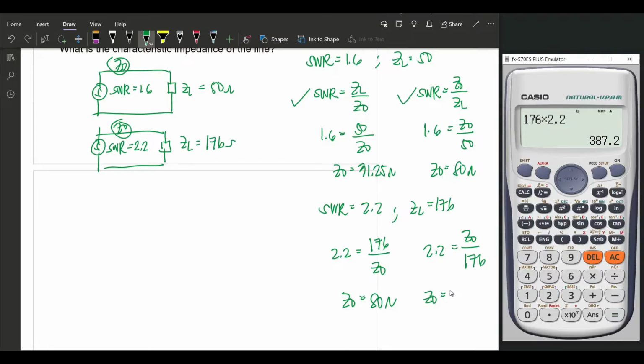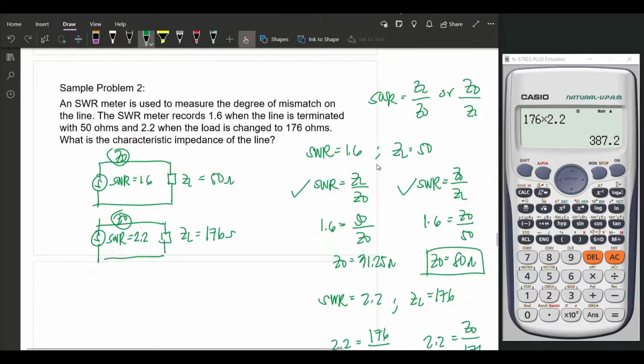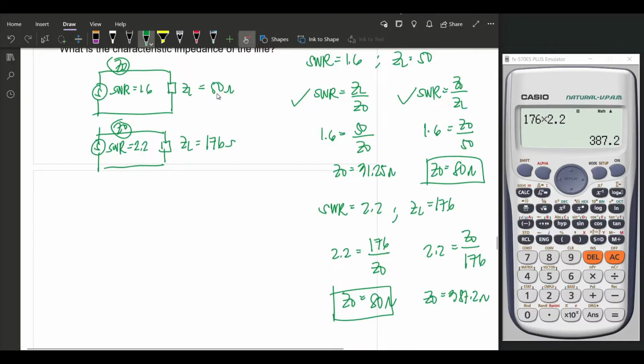We have 387.2. As you can see, since isa lang naman yung cable, kung saan sila nagkaparehas, yun yung ZO ng transmission line, which is obviously the 80 ohms. Okay? So that's how you determine the ZO of a transmission line, given yung dalawang scenario. Again, pwede kasi yung dalawa. So ibig sabihin, kapag ginamit mo yung ZL as 50, magiging ZO over ZL siya to get the 1.6 na SWR. Pero pag ginamit mo yung 176, magiging ZL over ZO para lumabas yung 2.2 na SWR.